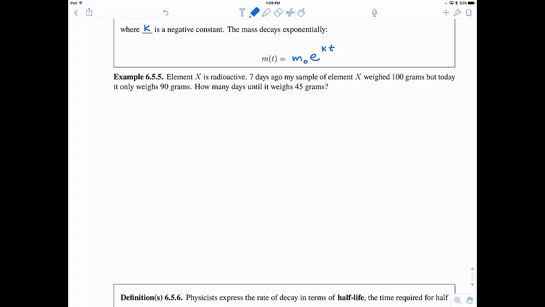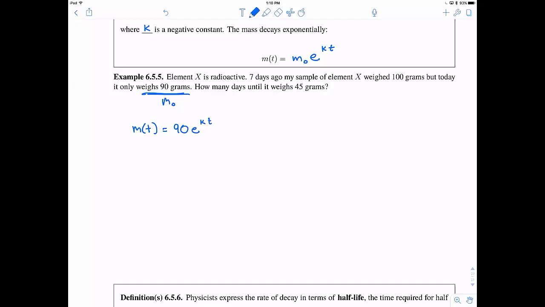So let's try applying this here. We have an element x and it's decaying. 7 days ago, my sample had 100 grams. Now we're at 90 grams. And we want to know, when will it weigh 45 grams? So initially, what it is right now, my m naught, or m sub 0, is 90 grams.